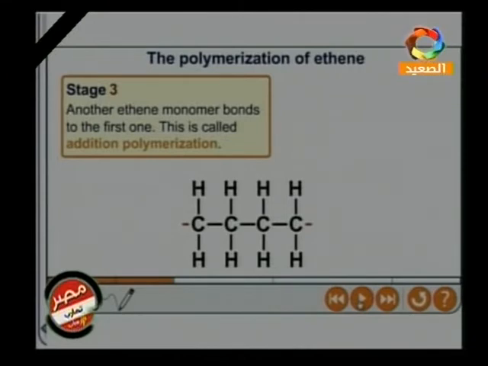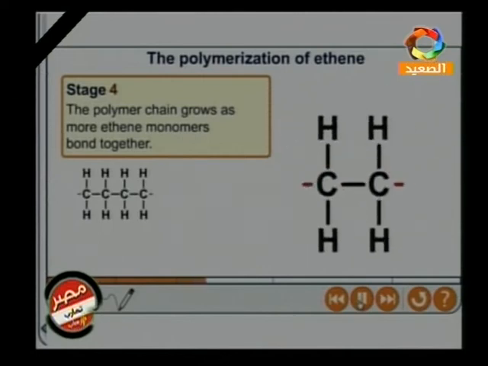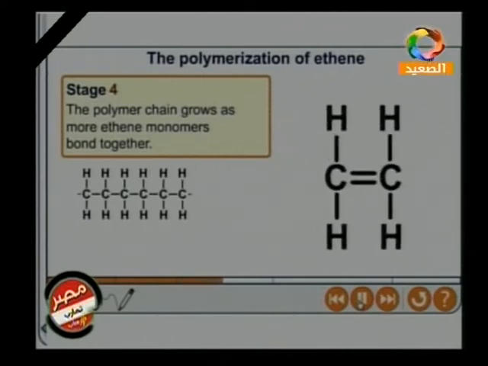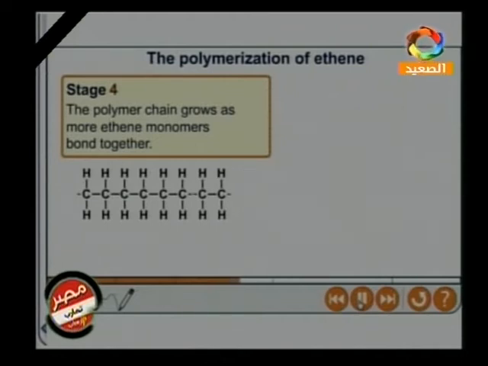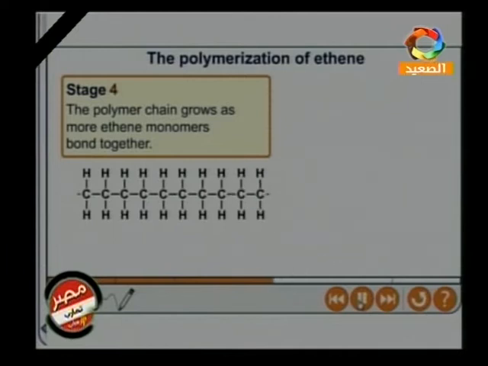polymerization. And we have another molecule that is broken again to make this chain longer, more than 100 times, so the polymer chain grows as more ethene monomers bond together. Here in stage number 4, again the polymer chain grows as more ethene monomers bond together to make a long chain, and this is called polyethene.